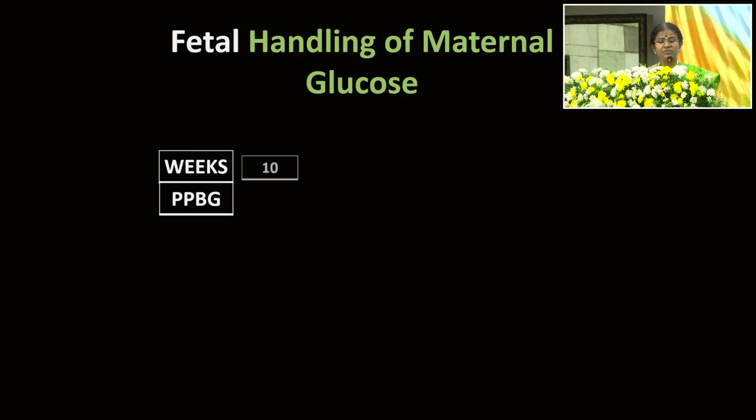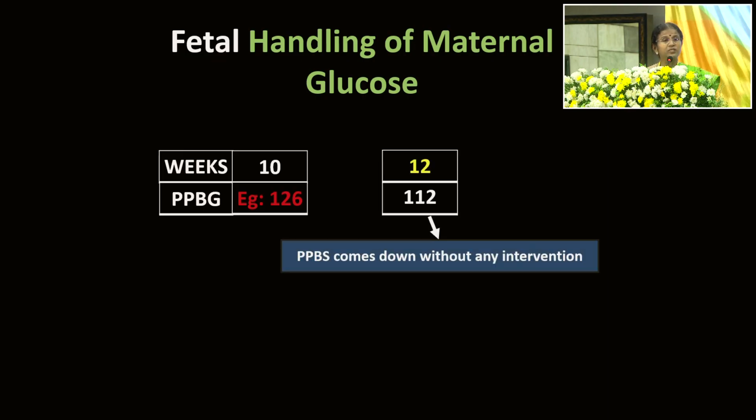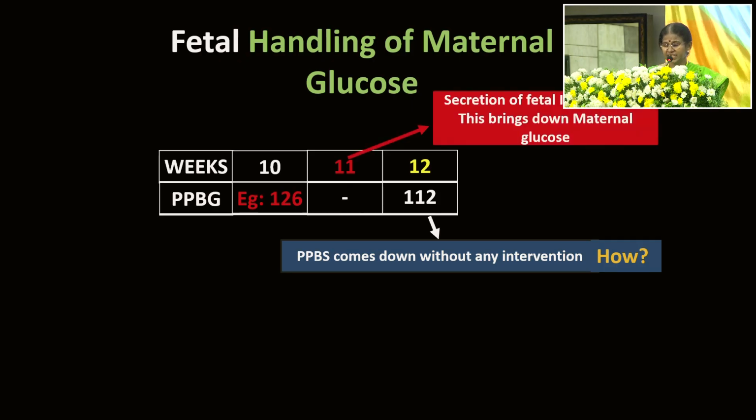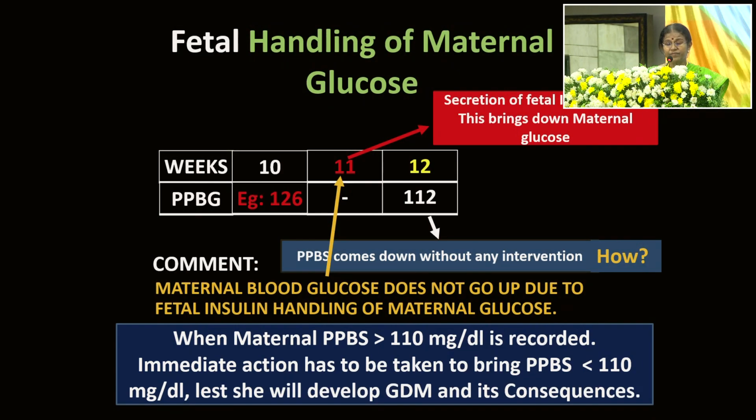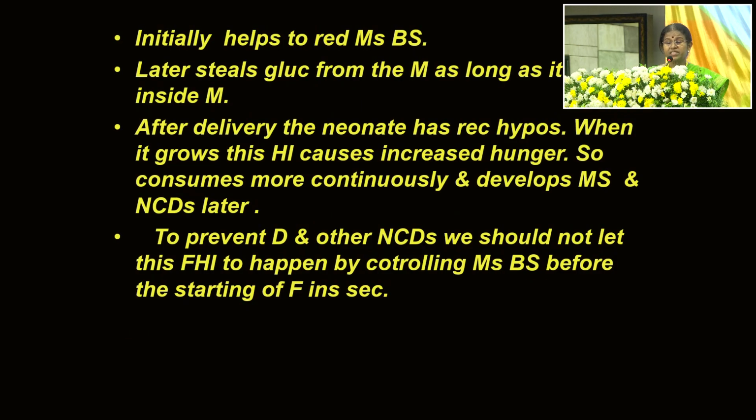For example, if you see a lady at 10 weeks with a blood sugar of 126, and at the 12th week it has come down to 112 without any intervention, what has happened in between? In between only, as I said, the fetal insulin secretion has started, and it started controlling the mother's blood sugar. The maternal blood sugar does not go up due to the fetal insulin handling of the maternal glucose, and whenever the maternal blood sugar crosses 110, immediate action has to be taken to bring it down to less than 110, otherwise she'll develop GDM and its consequences.